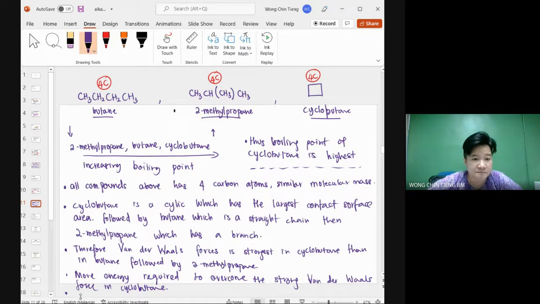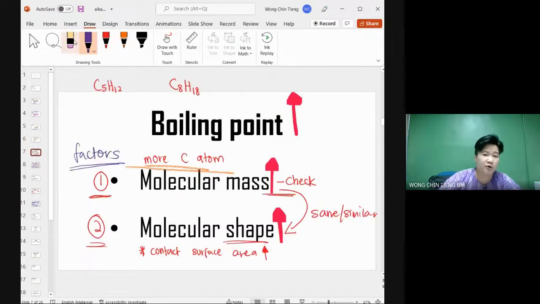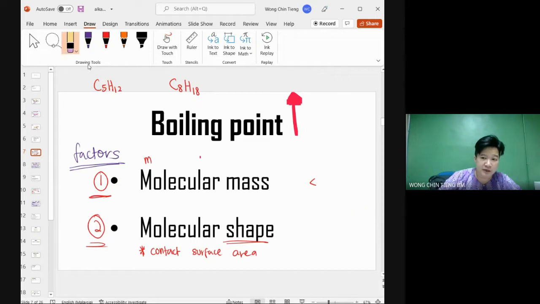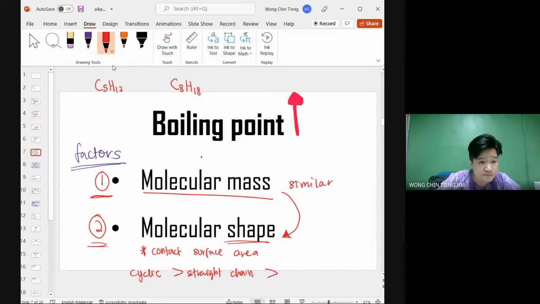Done? Can? So, back to your physical properties. Back to your boiling point over here. Your boiling point has 2 factors. Always remember, how do we use the factor? There is a priority 1 and 2. Therefore, molecular mass similar. If the molecular mass is similar, then only you can discuss the molecular shape. Molecular shape has 3: your cyclic, your straight chain, and last but not least, your branches. And the easiest way, no need to calculate molar mass, no need to calculate anything, we will look at the number of carbon. Okay, that is the easiest way. Any problem with boiling point?